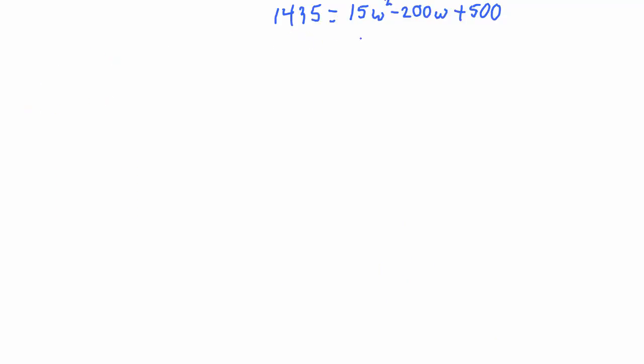So subtract 1435 from both sides, that gives me 15w squared minus 200w. 1435 and 500 have a difference of 935. So that's negative 935 is equal to 0. Now notice 15, 200, and 935, they have a common factor. I know that they have 5, they might have 15, so I'm just going to do 5 first. So divide everything by 5.